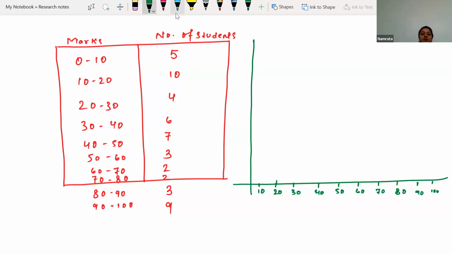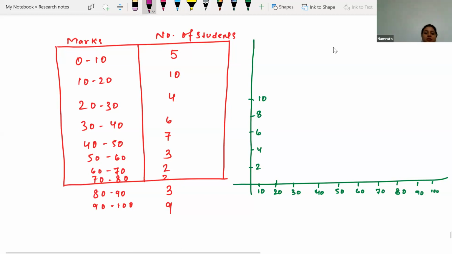As we can see in the frequency distribution table, 5 is there, 10 is there, 4 is there, 6 is there, 7 is there, 3, 2, 2, 3, 9 is there. So we can take 2, then 4, then 6, then 8, then 10. That will help us. Even if you want, you can take the gaps as 1, 2, 3, 4, like that also. So it's your wish. Now let's plot the histogram.